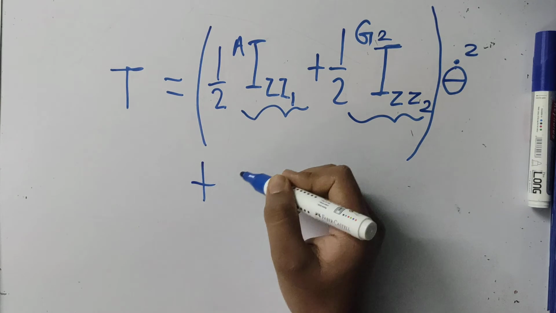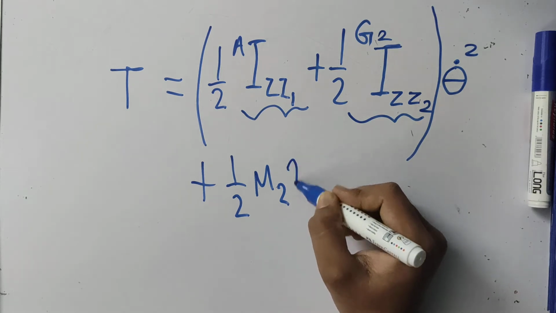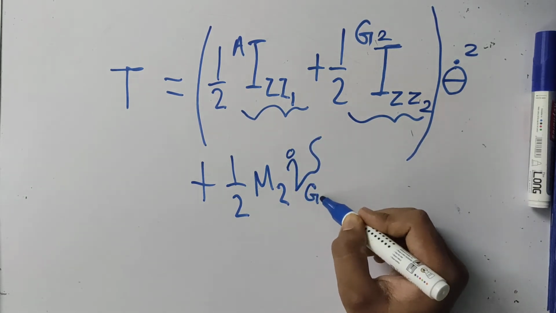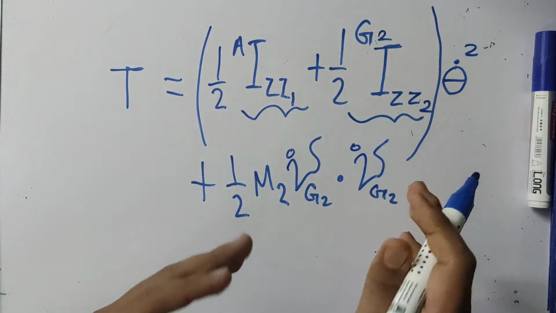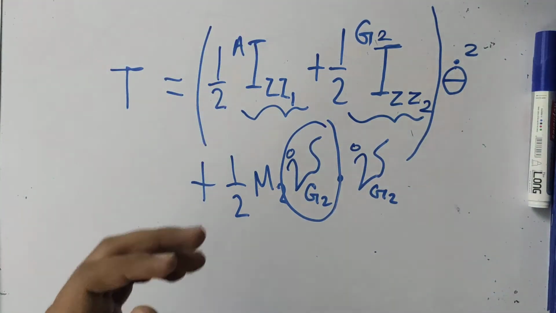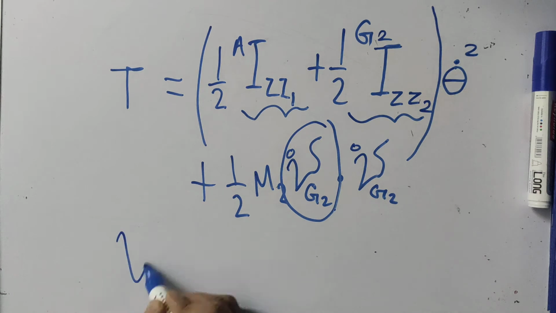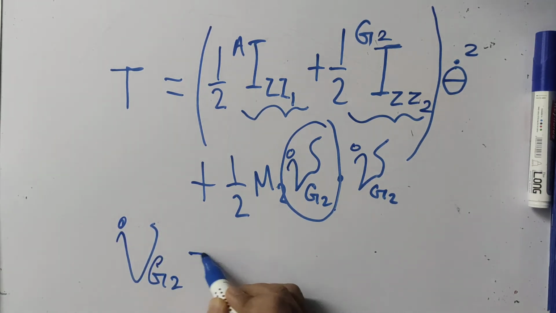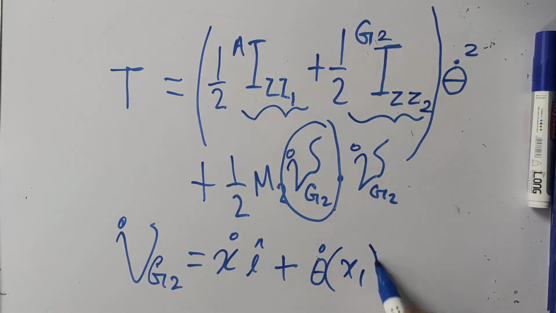And now time for our translational motion. So that is half m2 v_G2 dotted with v_G2. Basically it's v_G2 whole squared. Now this term means the net velocity of the center of mass of the sleeve in the inertial frame. So how do we define this v_G2? The net velocity of the center of mass of the sleeve, well, it is x dot i cap plus theta dot x1 j cap.